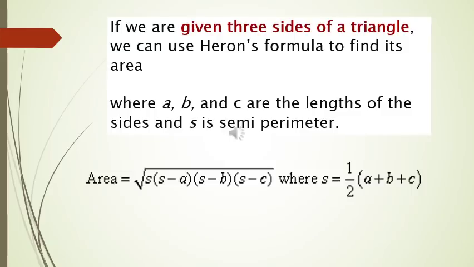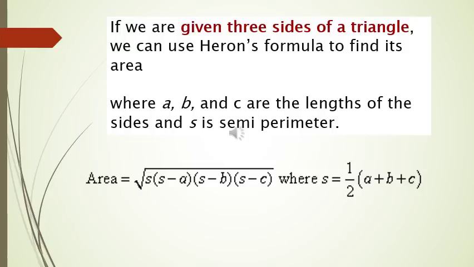Students, when the height is not given, that means the three sides of a triangle are given, we find the area by using Heron's formula. For using that Heron's formula, first of all, we find out the value of S. Now what is S here?